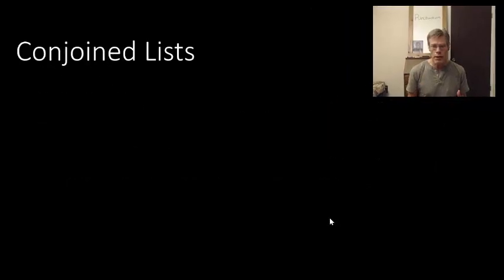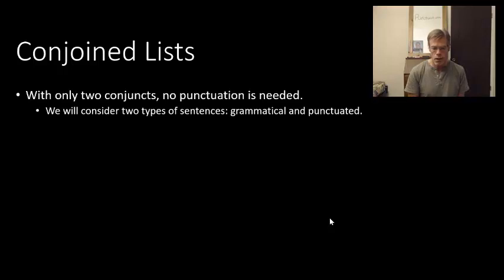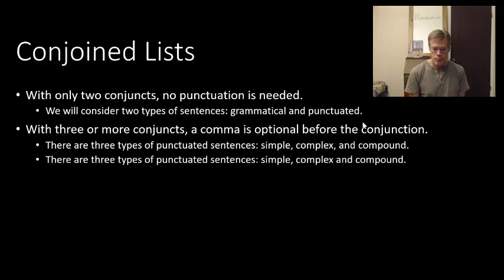Now we're going to move from interrupters to conjoined lists. With only two conjuncts, no punctuation is needed. So for example, we will consider two types of sentences: grammatical and punctuated. So here the colon is indicating that what's coming after is an elaboration. It's telling us what those two types of sentences are. But in this case, we've only got two conjuncts, no punctuation needed in our list.